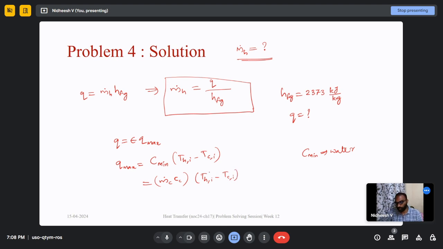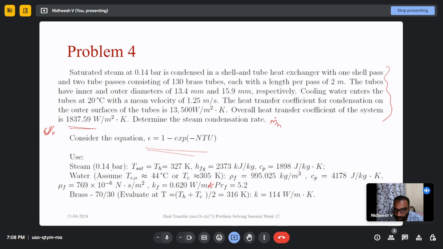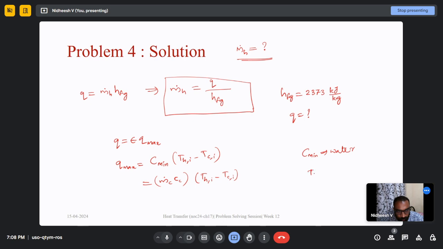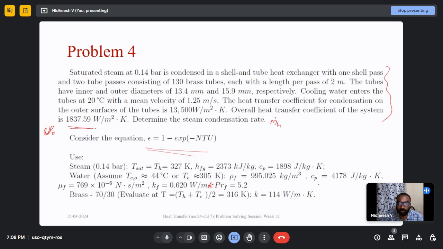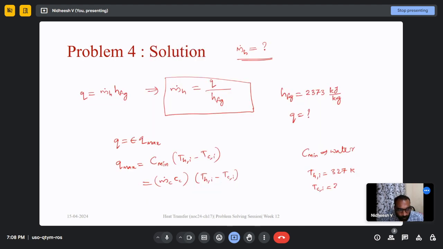Okay, now what all do we know from these expressions? Temperature of the hot fluid at the inlet, it is the steam, right? So it is 327 Kelvin, it is given to us. And temperature of cold fluid at the inlet is also given to us. Where is it? 20 degrees Celsius. That is 293 Kelvin.